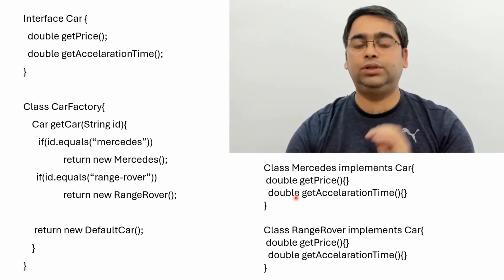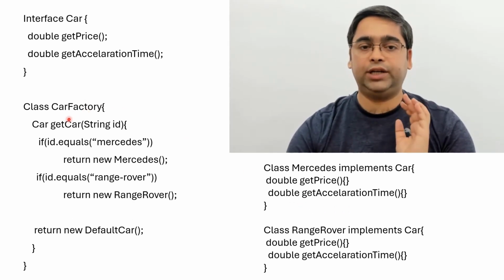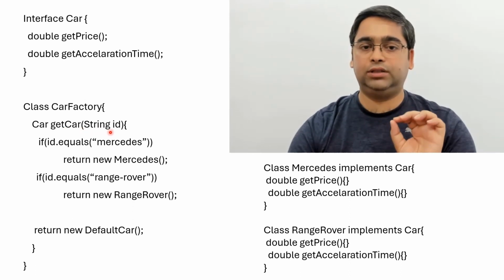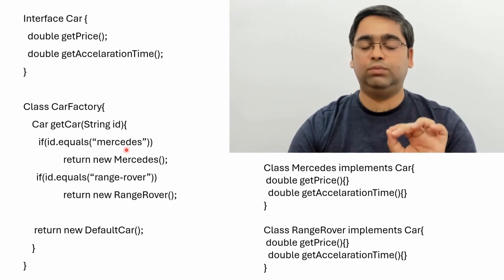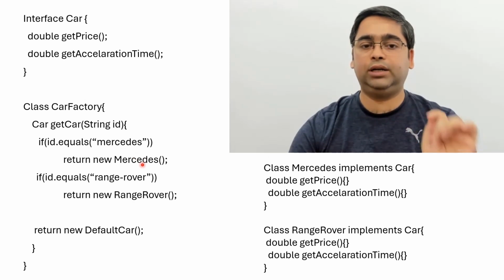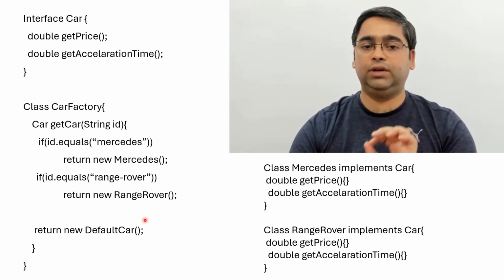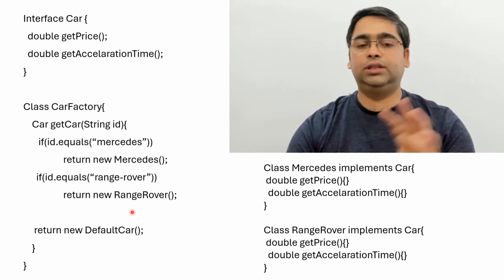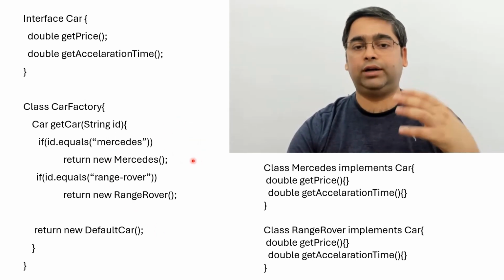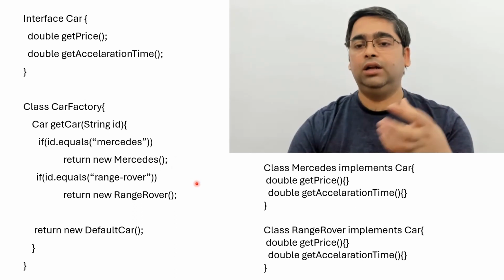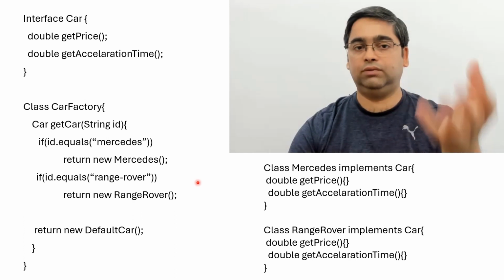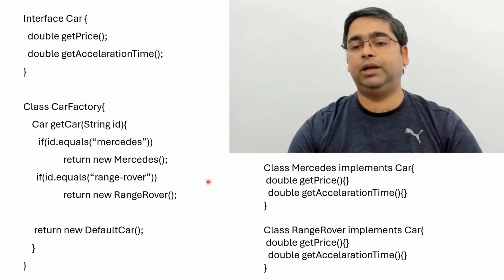Now how are they used? We have a class car factory which has got a method get car, and this will take a context whose name is id. If id is equal to Mercedes, then we return a Mercedes object. If id is equal to Range Rover, then we return Range Rover object, else we return a default car object. So this is a simple implementation of how factory design pattern is used for creating different cars or subclasses of different classes which implement the car interface.